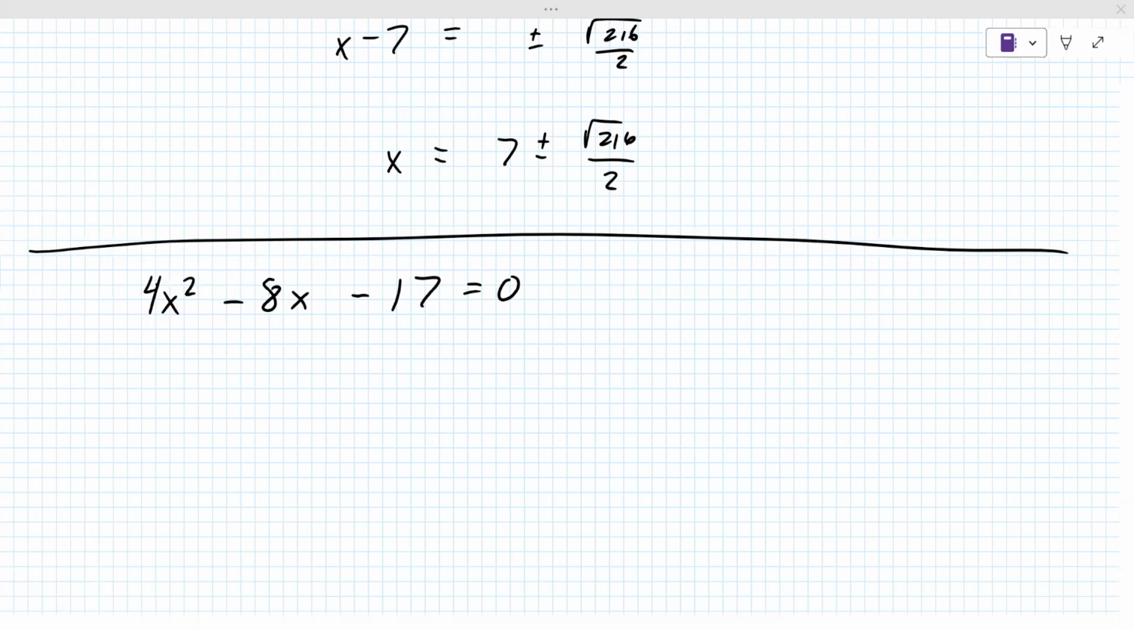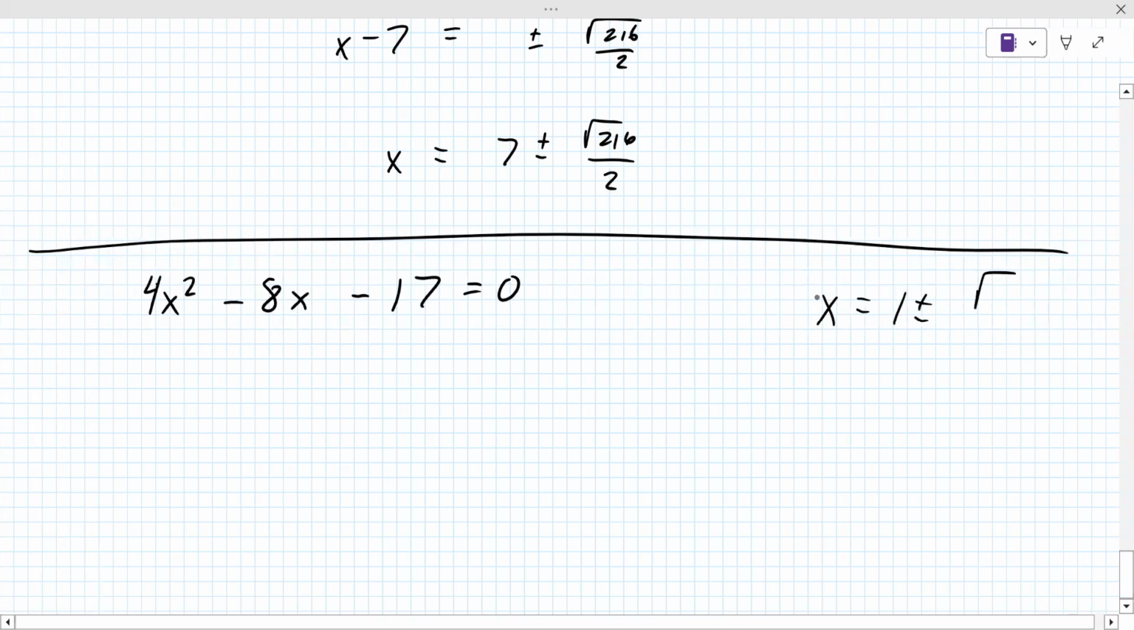And you get x minus 1 equals square root of 9 over 2. So then square root of 3 halves. So it'd be x minus 1 equals square root of 6 over 2. So x equals 1 plus or minus the square root of 6 over 2. So I got x equals 1 plus or minus the square root of 6 over 2.